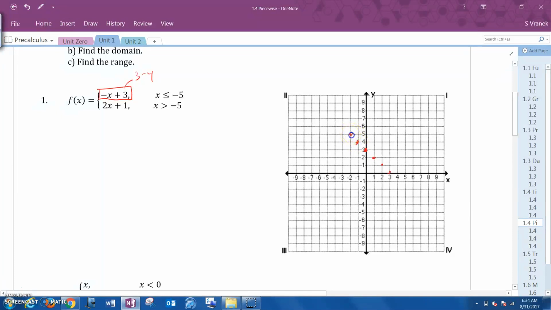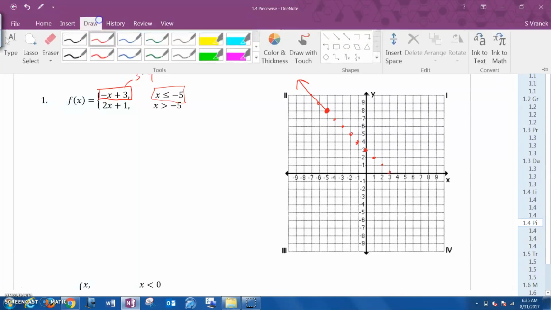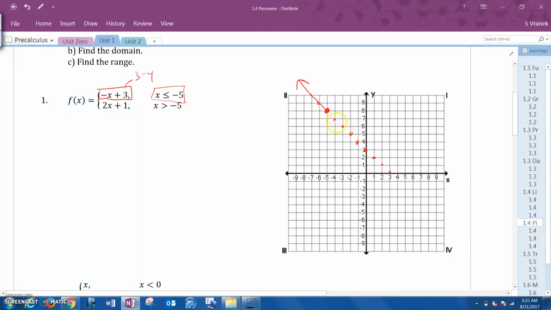Now, you can kind of get a hint based on where the information is. We only want dots that start at -5 for the x, so that would be this dot, and it's filled in. And then we want everything to go to the left, so that's this way. So that's all I want. So pretty much I want to erase all those other dots now, because I'm not using them.